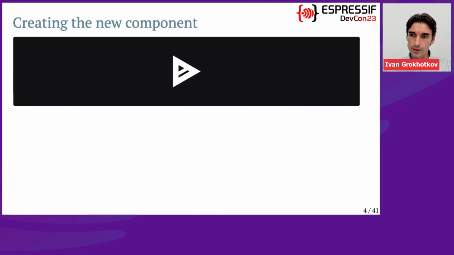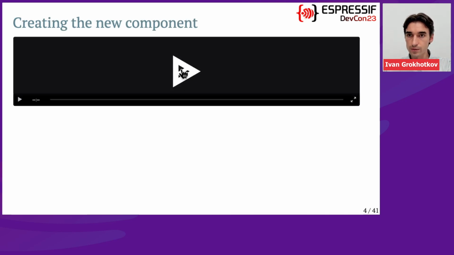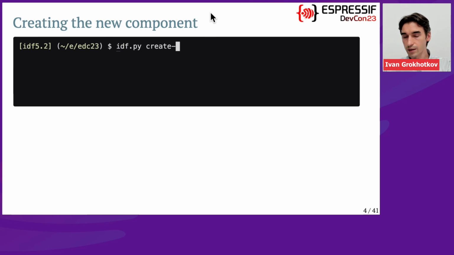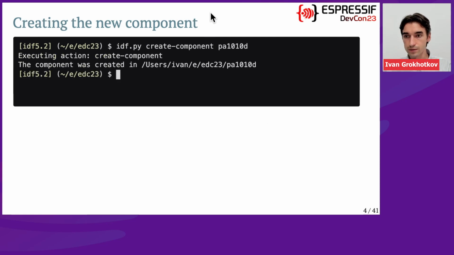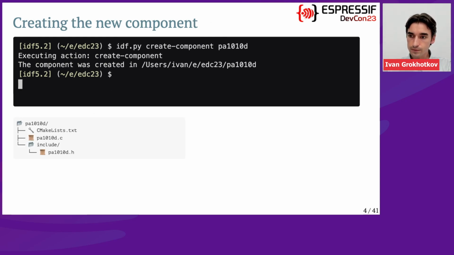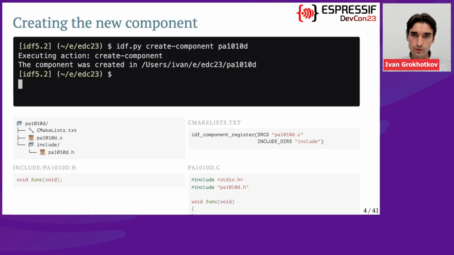To start with, let's create the component. For this, I'm going to use the IDF PyCLI tool, which has a create component convenience command. This command creates a simple boilerplate with a project CMakeLists file, one source file, and one header file. And we will just have to put the component code in.